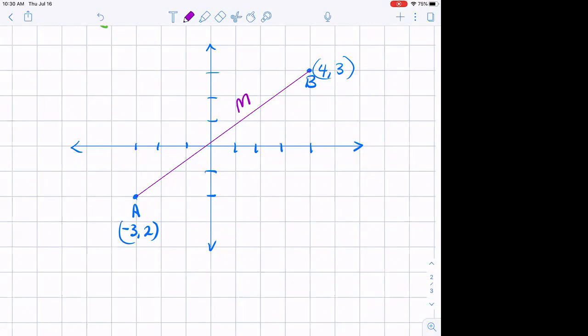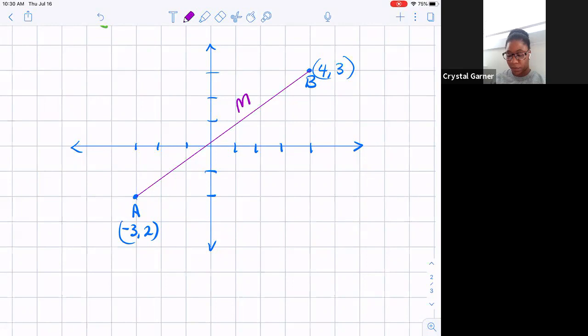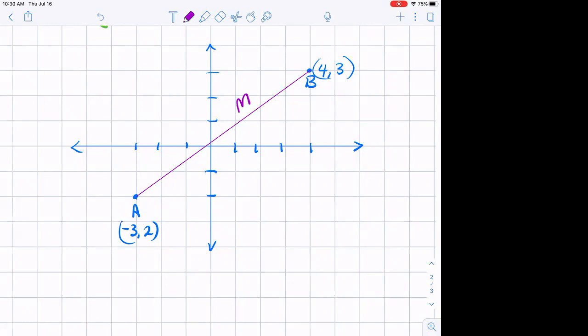So M is the slope. By looking at a line, class, you should be able to tell me the slope. A line can only have 4 different answers for slope. So what can you tell me about the slope of this line from A to B? Anyone? A positive slope. It's a positive slope. Why do you say that? Jennifer? Okay, go ahead.